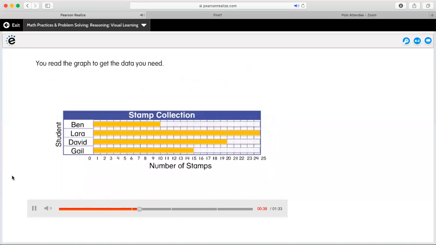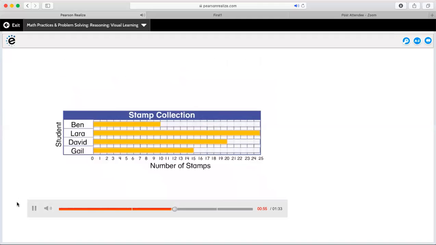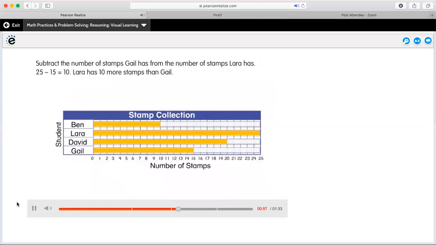You read the graph to get the data you need. Laura has 25 stamps. Gail has 15 stamps. How can you use this data to find how many more stamps Laura has than Gail? Subtract the number of stamps Gail has from the number of stamps Laura has. 25 minus 15 is equal to 10. Laura has 10 more stamps than Gail.